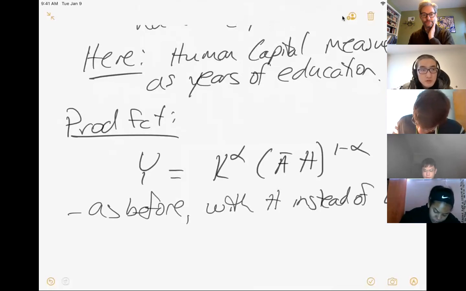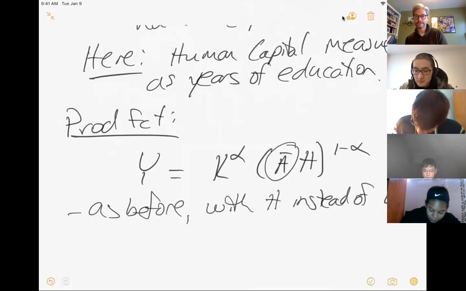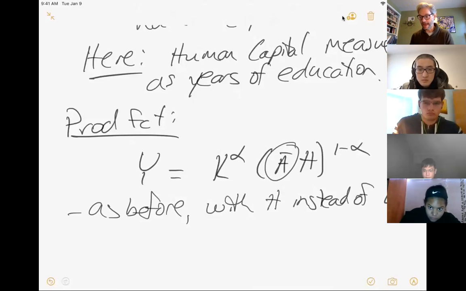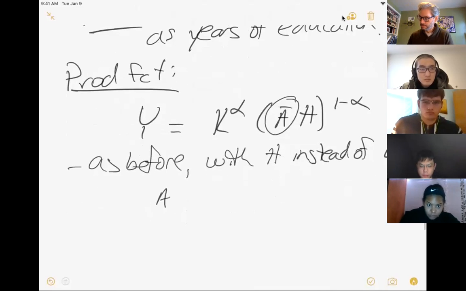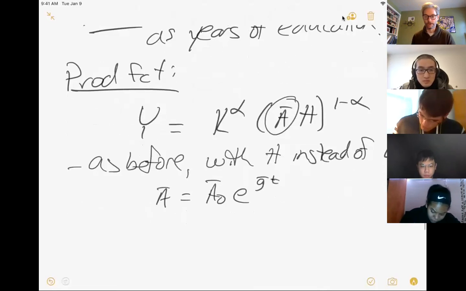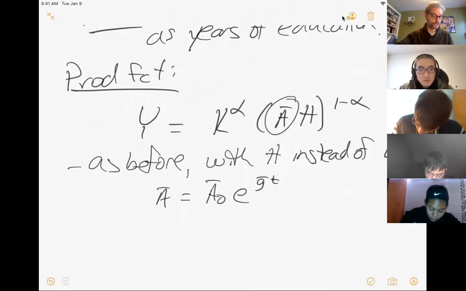So once again, we have total factor productivity, A, and it primarily increases the productivity of labor here. Labor is human capital. And once again, same model that we had before, A is growing at the rate of g.